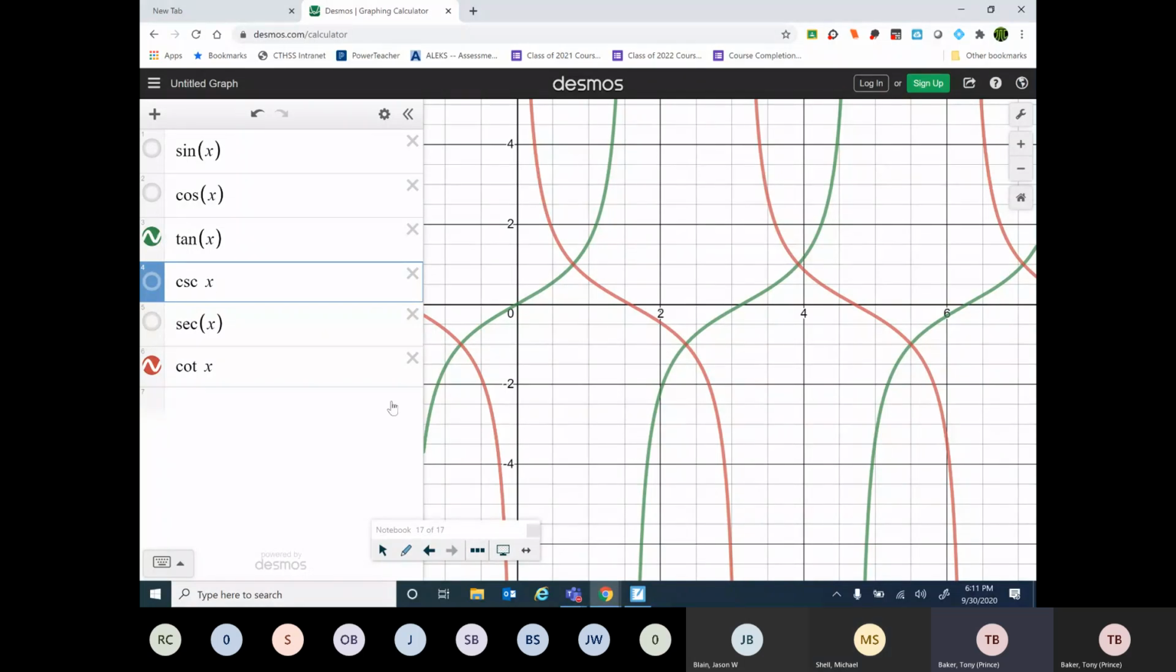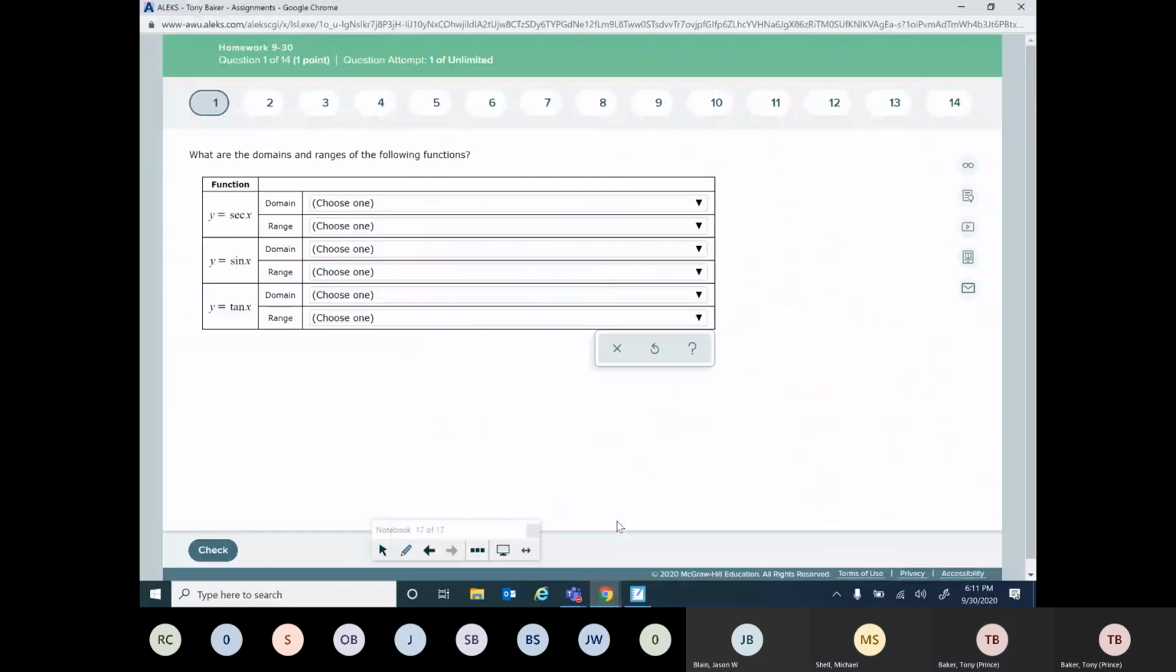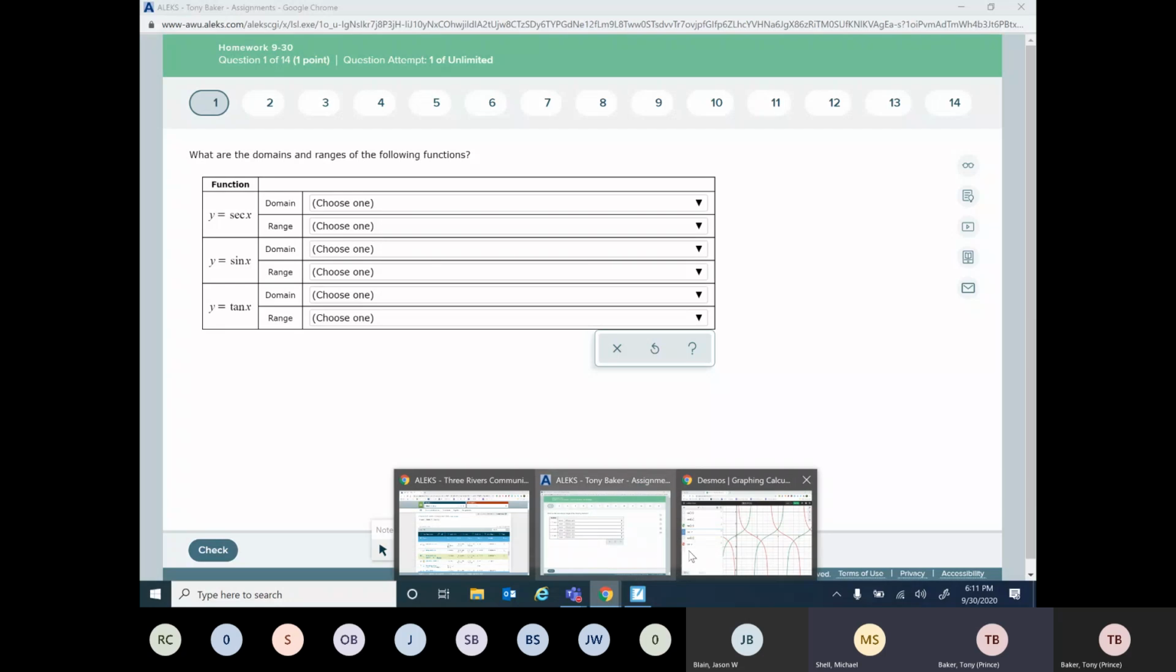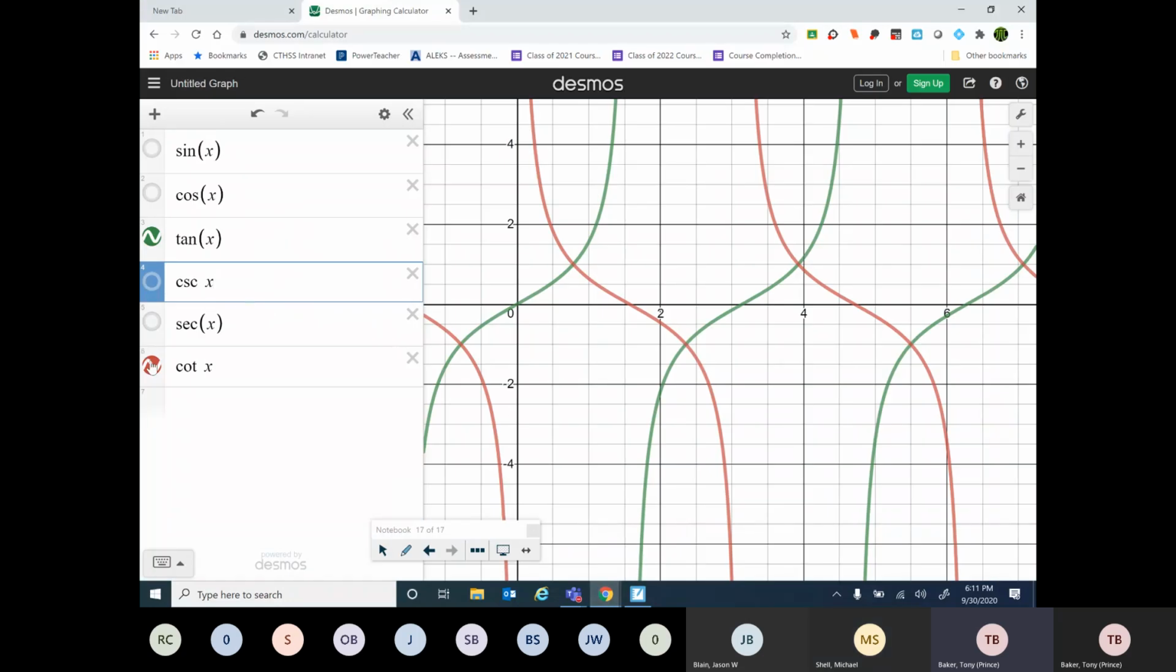The first ones we were looking at for this problem were secant, sine, and tangent. So secant, if you look at the graph, let's look at the graph for secant.